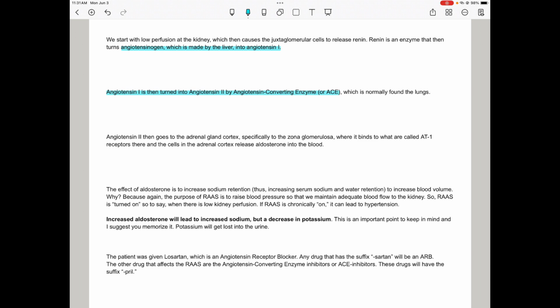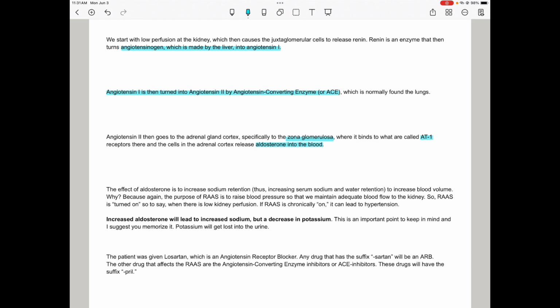angiotensin 2 can go to the adrenal cortex, specifically to the zona glomerulosa, where it binds to what are called angiotensin II type 1 receptors, or AT1 receptors, and then they will release aldosterone into the blood. So what is the point of aldosterone? Aldosterone tries to increase sodium retention in order to allow water to follow the sodium and then increase blood volume.